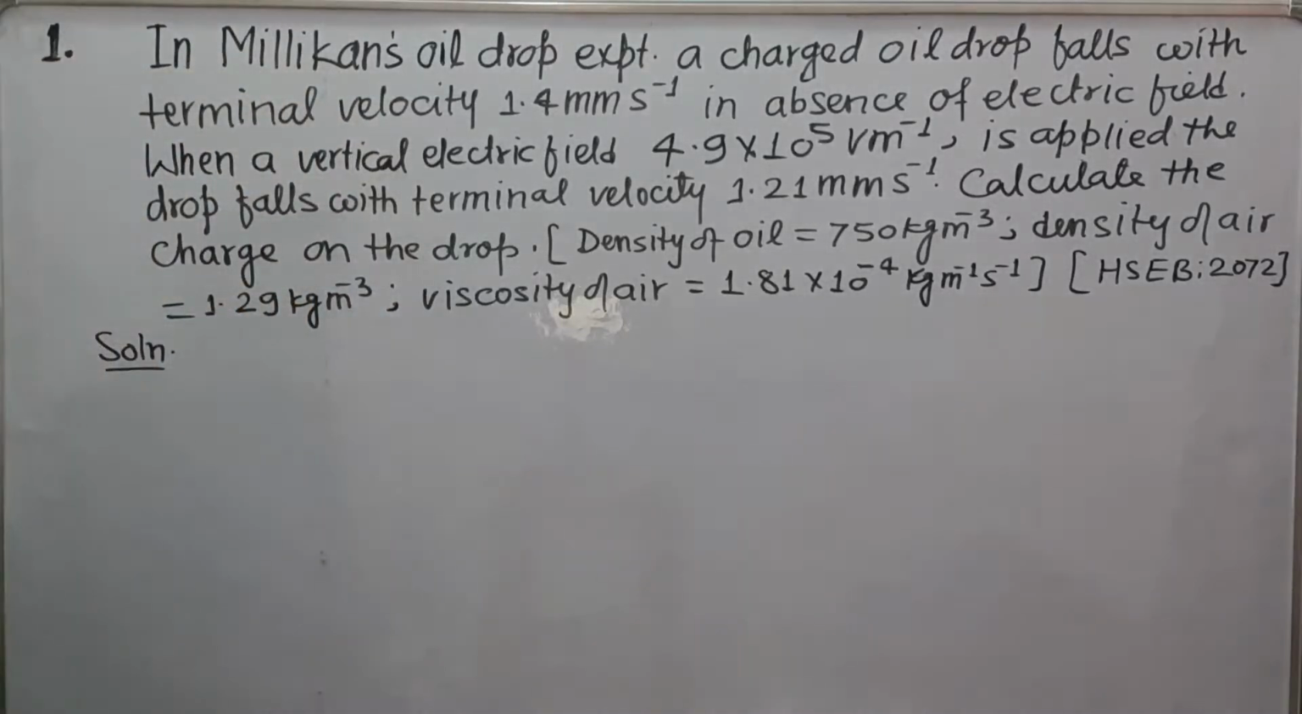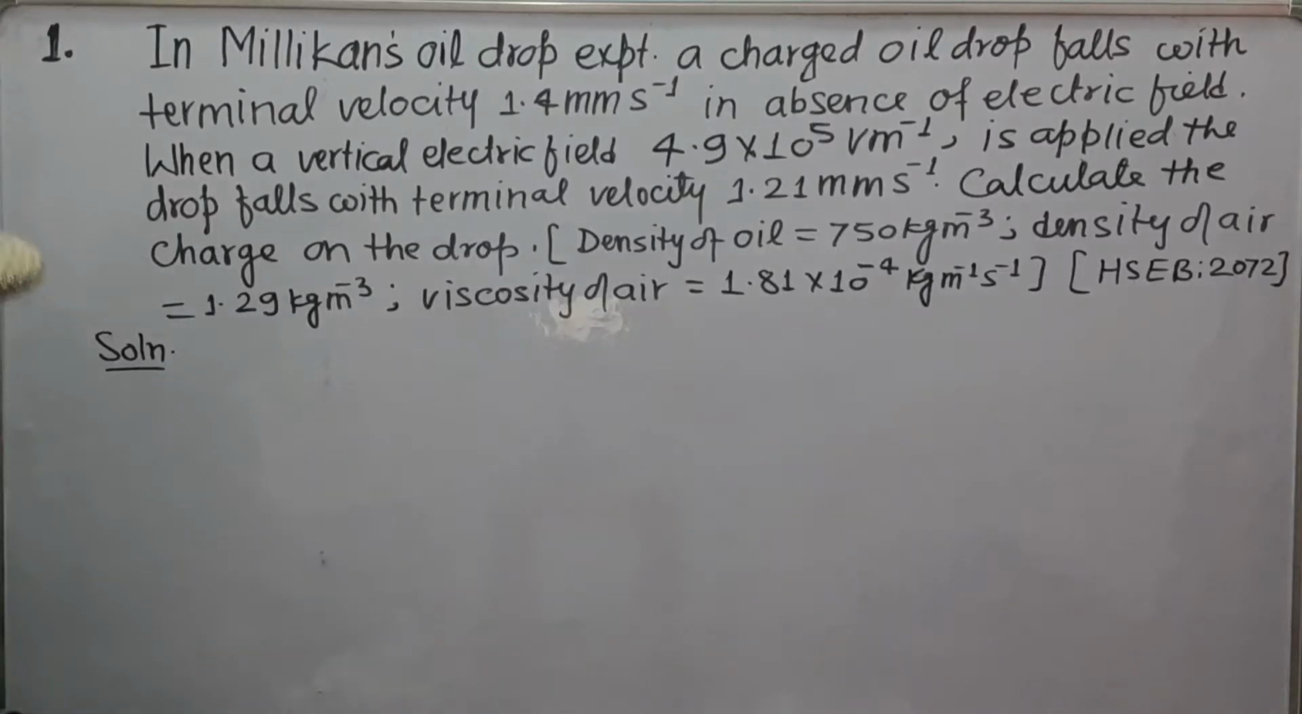Now the first question is: in Millikan's oil drop experiment, a charged oil drop falls with terminal velocity 1.4 millimeter per second in the absence of an electric field. When a vertical electric field of 4.9 x 10^5 volt per meter is applied, the drop falls with terminal velocity 1.21 millimeter per second. Calculate the charge on the drop. The density of oil, density of air, and viscosity of air are given. Now, the solution.